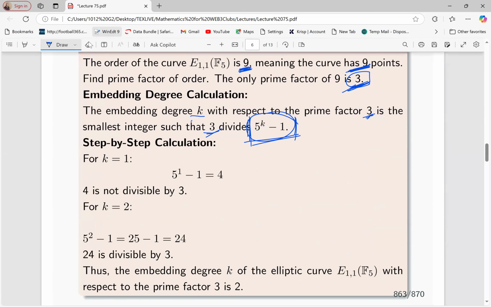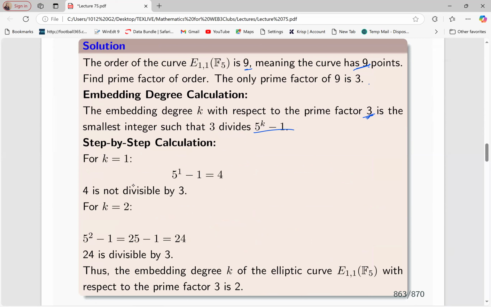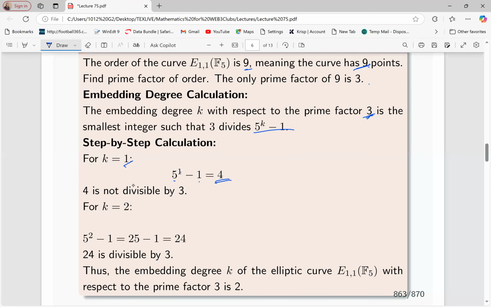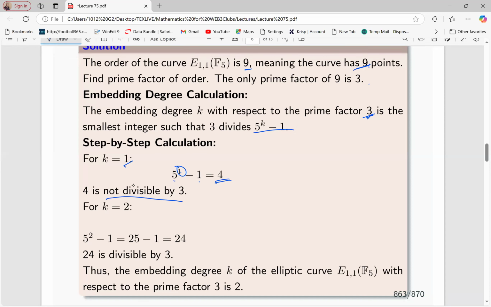So that is what I need to change there. Now, the prime numbers dividing the order here, which is 9. The prime number dividing 9 is 3. So we are checking the smallest integer that makes 3 divide the expression on the right side. You try 1: 5 raised to 1, then minus 1, gives 4. 3 cannot divide 4, so 1 is not the embedding degree.